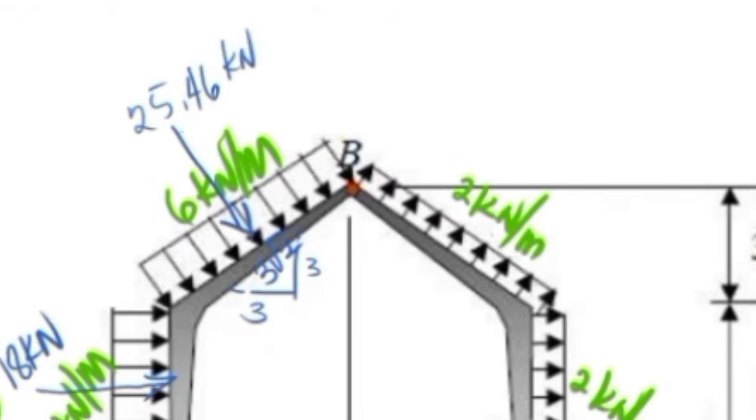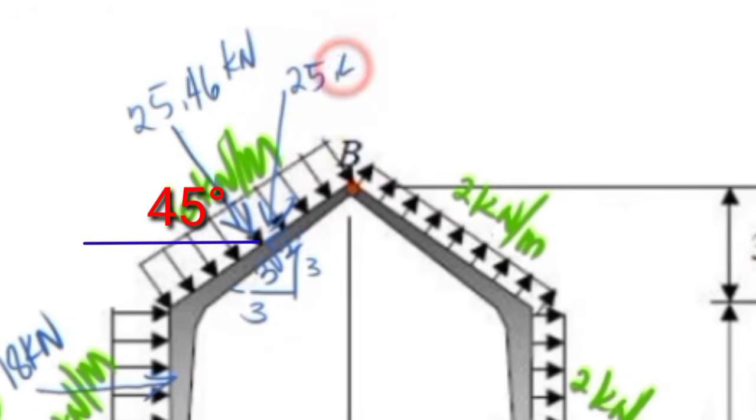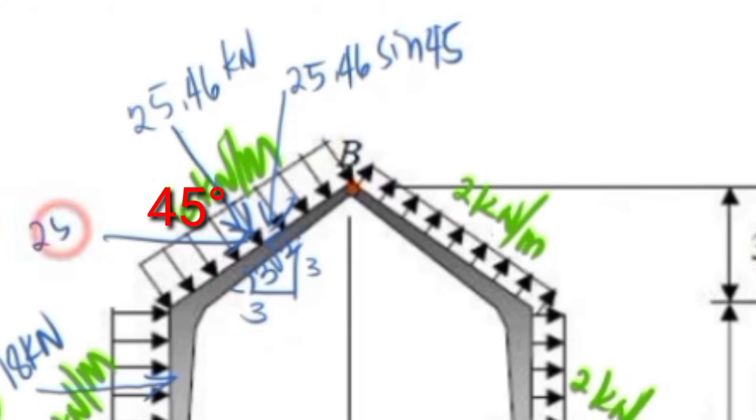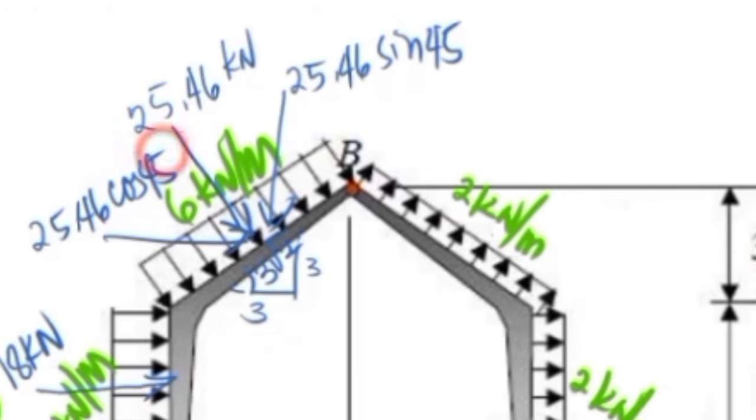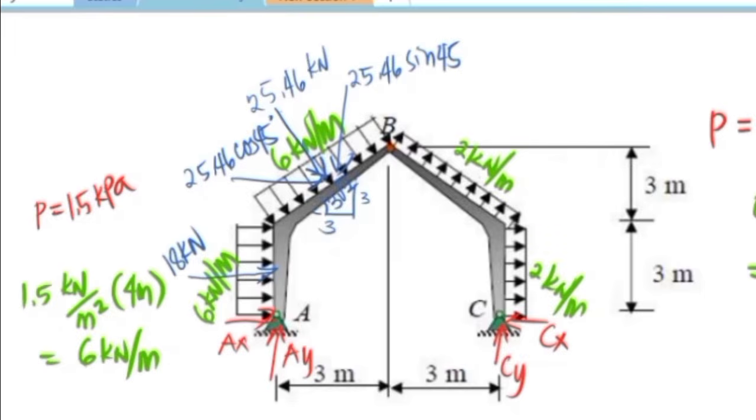So since this is a 45-degree angle, meaning this would have the vertical component 25.46 kilonewton multiplied by sine of 45 degrees, and here we have 25.46 cosine of 45 degrees.